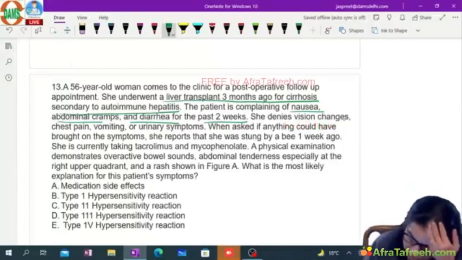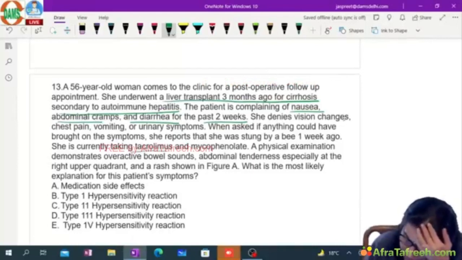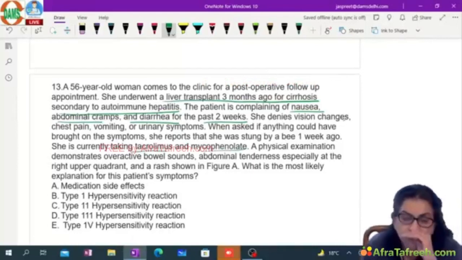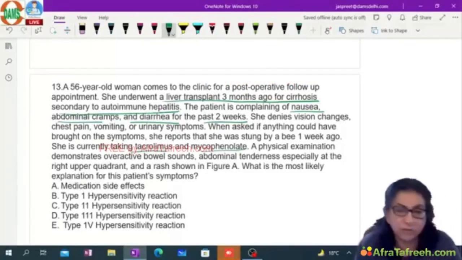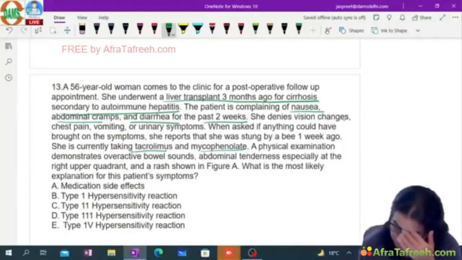So she denies vision changes, chest pain, vomiting or urinary symptoms. When asked if anything could have brought on the symptoms, she reports that she was stung by a bee 1 week ago. She is currently taking tacrolimus and mycophenolate. You know, tacrolimus and mycophenolate are given to transplant patients. They are a part of immunosuppressive therapy which is given to transplant patients.